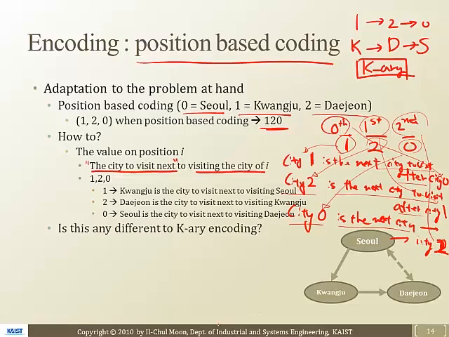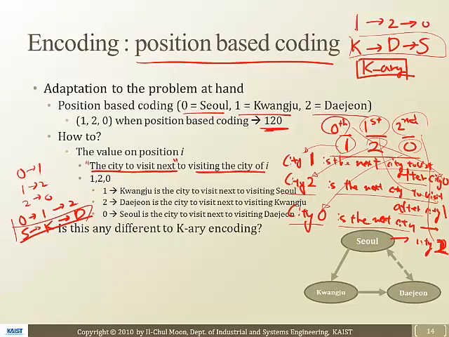So if we assemble this information, it's going to be from 0 to 1, right? From 1 to 2, and from 2 to 0. So even though we have the same values 1, 2, 0, in the position-based encoding what we do is go from Seoul to Gwangju and Gwangju to Daejeon. So it's really different, right? Different travel with the same values 1, 2, 0.